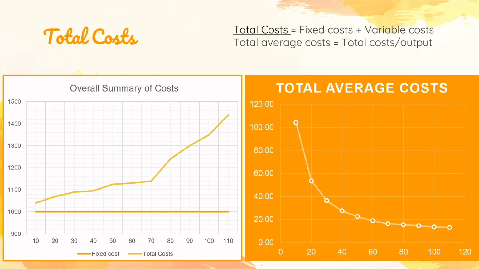Yes. Next we have the total cost. Total cost is fixed cost plus variable cost, and average total cost is total cost upon output. So in the first graph, the white one, the fixed cost is the orange line and the total cost is the yellow line. The yellow line indicates fixed cost plus variable cost, which keeps increasing with increase in output. Average total cost falls with increase in output.